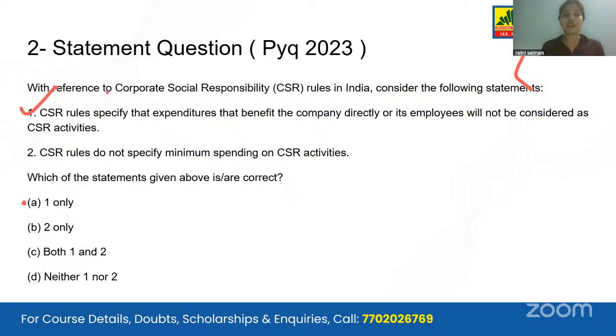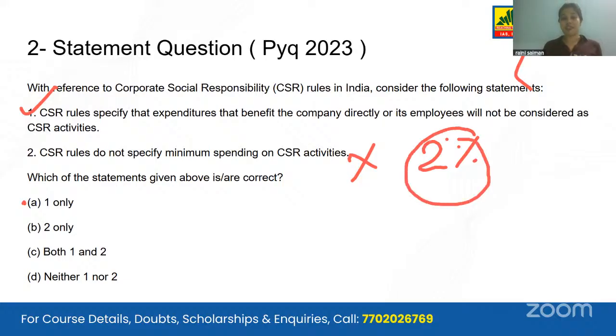And thus, it is not benefiting the company. And this is again right. Then the second statement says your CSR rules do not specify minimum spending on CSR activity. This is completely wrong. This is wrong because whatever the profit, 2% of it is to be invested in this CSR activity. So your option 1 will be correct. 1 only will be your answer, as the question asks about the correct option.